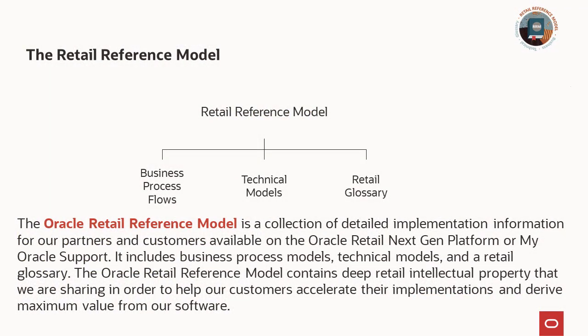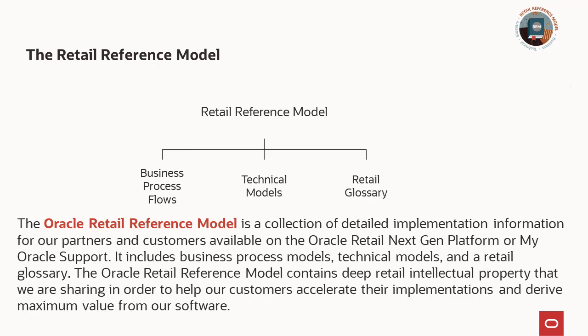The Oracle Retail Reference Model, or RRM, is a collection of detailed implementation information for our partners and customers. It is available via cloud service on the Oracle Retail Next-Gen platform, or it can be locally downloaded from My Oracle Support. The RRM includes business process models, technical diagrams, and a retail glossary.